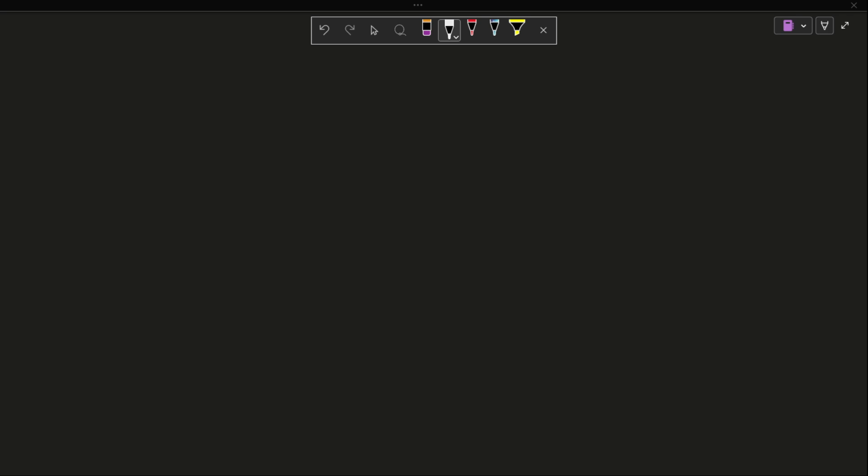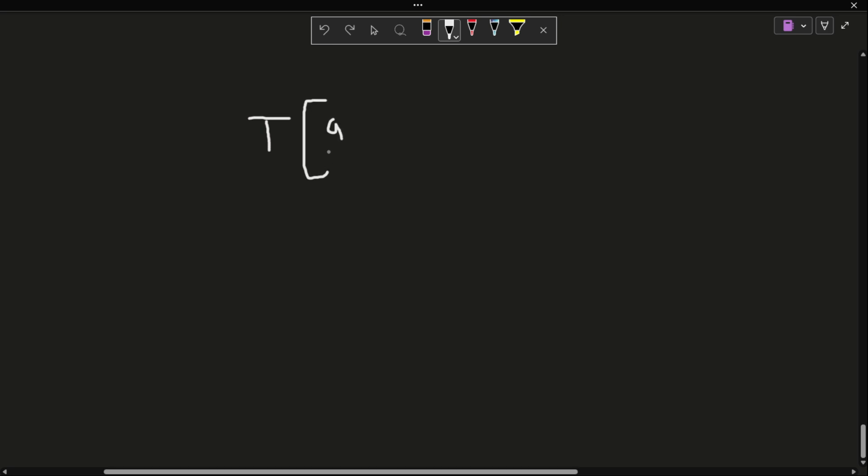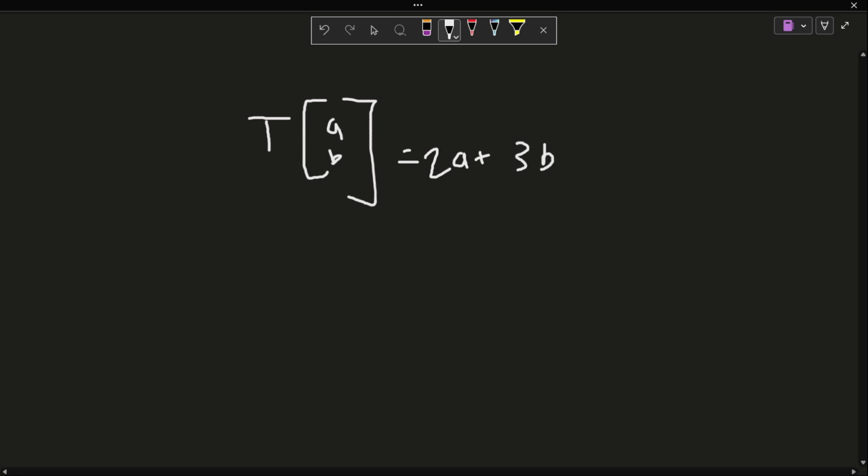In all technicality, there are two approaches to calculating a transformation of some vector: a direct approach and an indirect approach. The direct approach is when you're given the transformation, so if I'm given that T of a b is going to equal some combination of a and then some combination of b, like 2a plus 3b, for example, then that is going to be our direct approach.